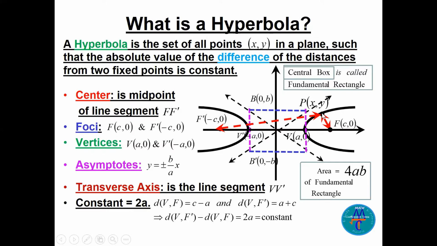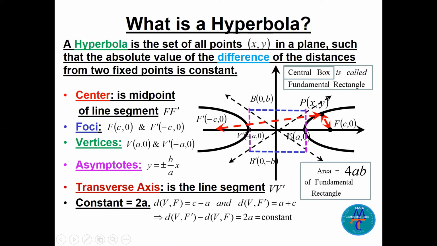Each point on the hyperbola, each point here like P(x, y), the distance from P to the first focus, F prime, minus, that's the difference here. See the difference? Minus the distance from P to F is equal to A. That's the constant. Now what is A?